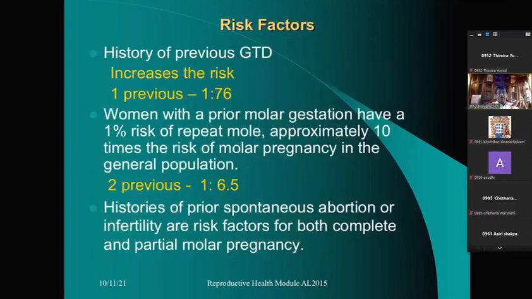And there are other risk factors, like if you had previous gestational trophoblastic disease, then you are also more vulnerable or more likely to have a subsequent trophoblastic disease, for which the risk is about 1 in 75. If you had these abnormal pregnancies twice, your risk goes up to about 1 in 6.